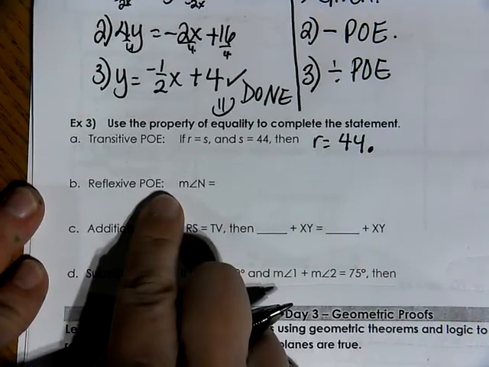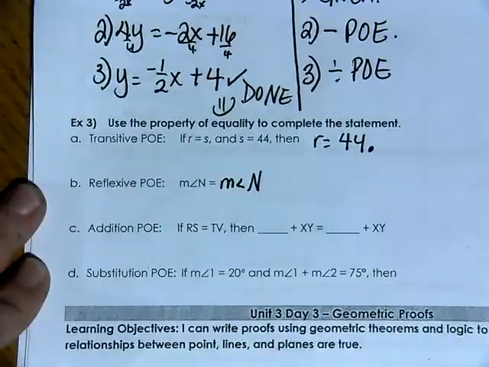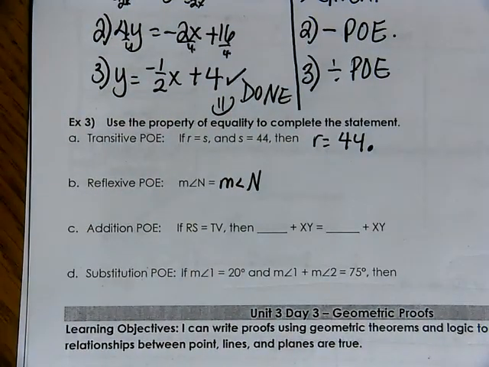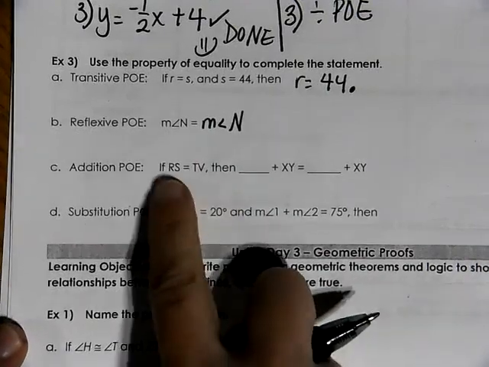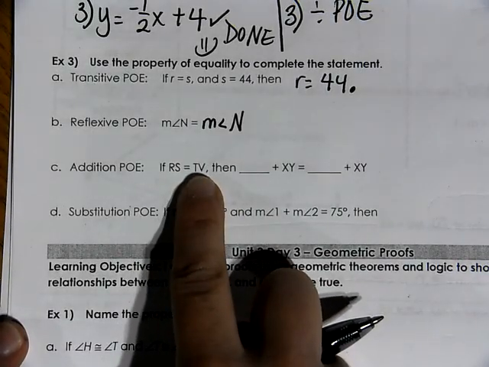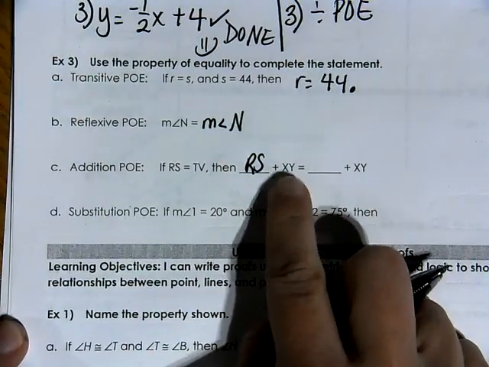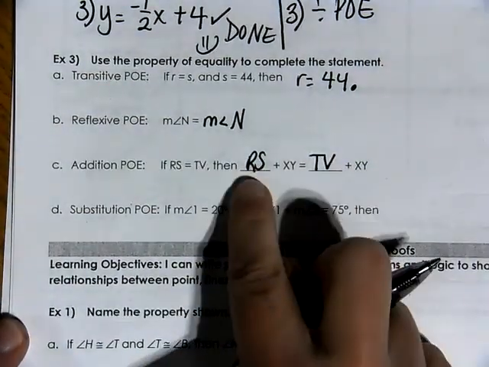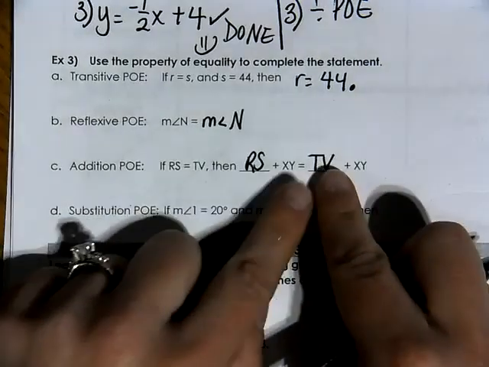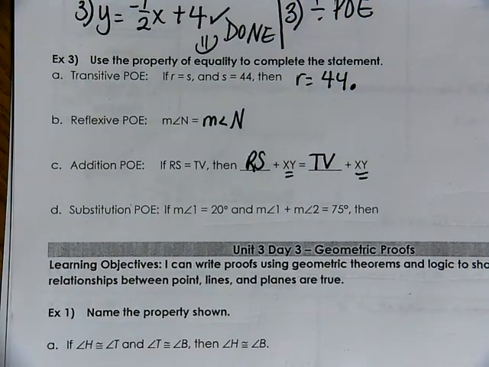Using the reflexive property of equality, the measure of angle N has to equal the measure of angle N. Reflexive means looking at a reflection in the mirror. It is equal to itself. The addition property of equality says if RS equals TV, then segment RS plus XY equals segment TV plus segment XY. We are adding XY to each side of the equation.